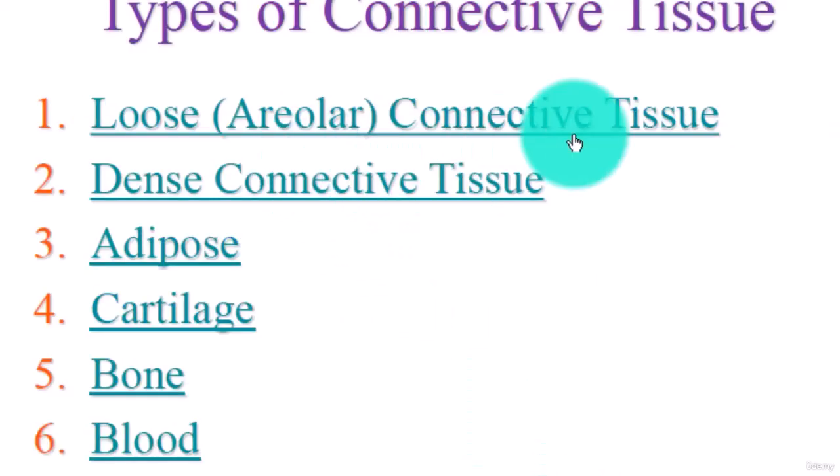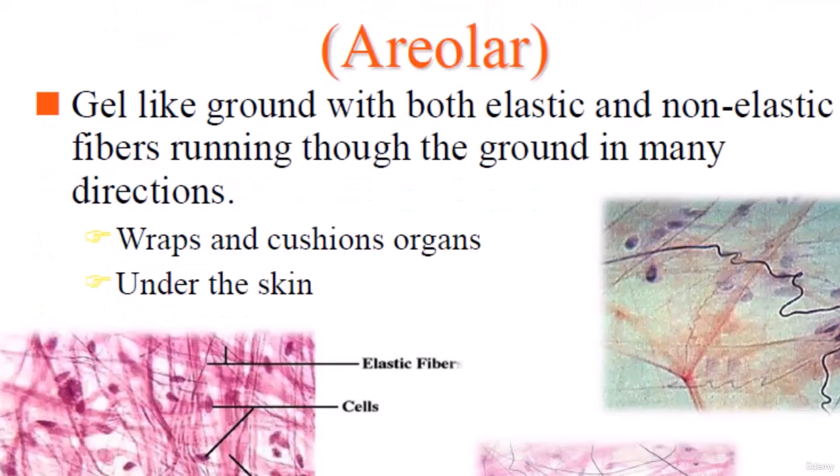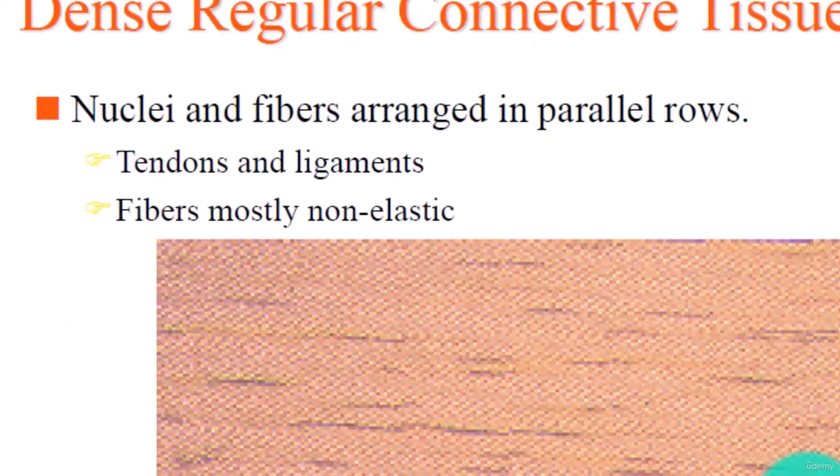Types of connective tissue: loose connective tissue, dense connective tissue, adipose tissue, cartilage, bone, blood. Loose connective tissue has a gel-like ground substance with both elastic and non-elastic fibers running through it in many directions. It wraps and cushions organs under the skin. Dense regular connective tissue has nuclei and fibers arranged in parallel rows: tendons and ligaments.